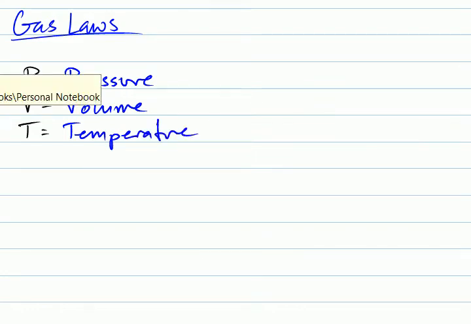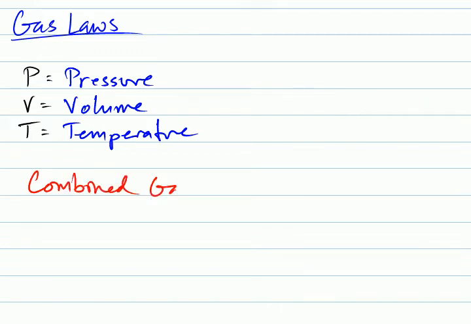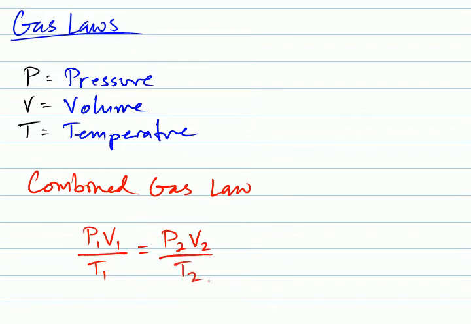And the first gas law we're going to talk about is the combined gas law. And the combined gas law is P1 V1 over T1 equals P2 V2 over T2. So the ones and twos basically are indicating initial and final conditions. So P1 is the initial pressure, P2 is the final pressure.